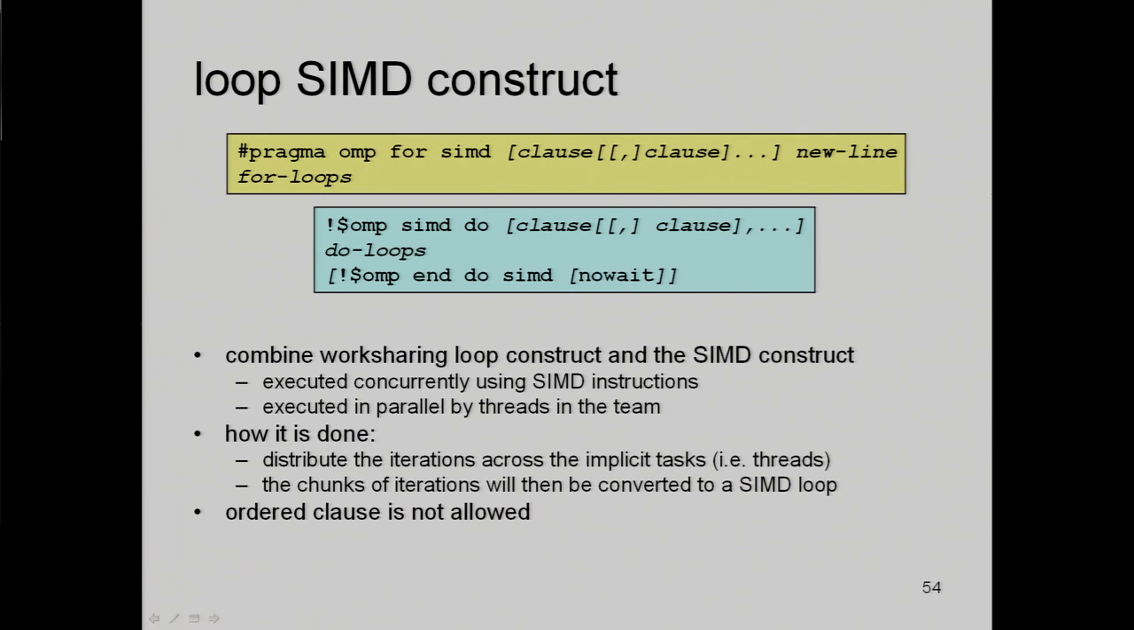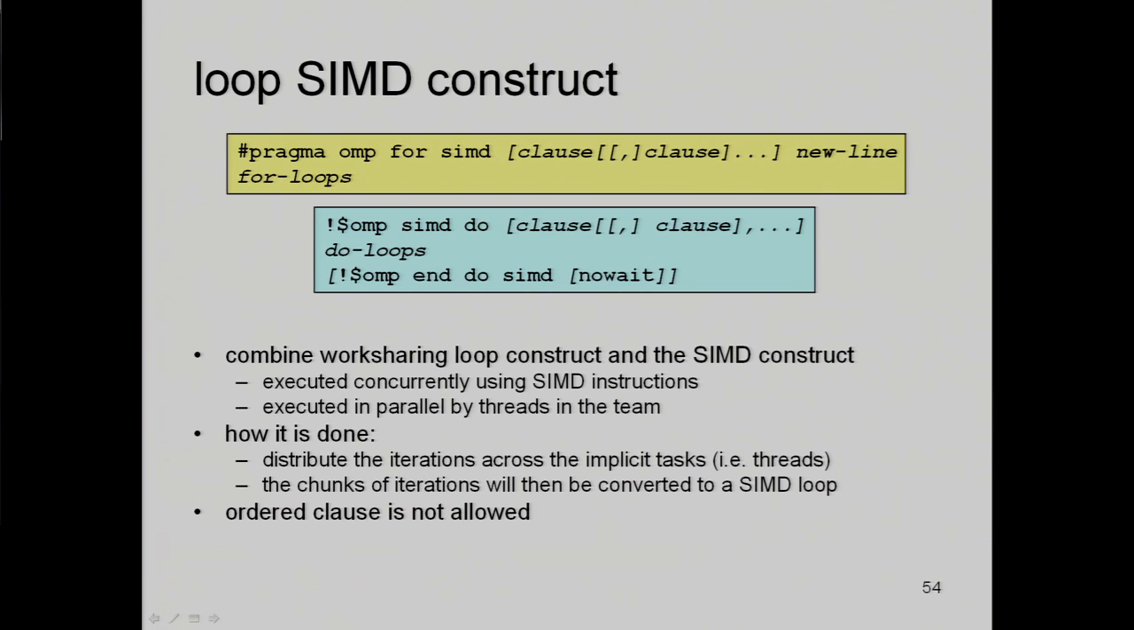So we are exploring two levels of parallelism, so CPU level and instruction level. So this is what it says: execute concurrently using the SIMD instructions and execute in parallel by thread by the team. So how is it done?